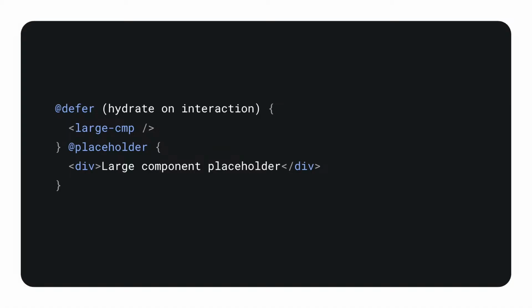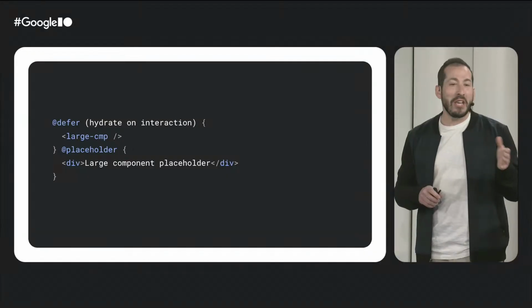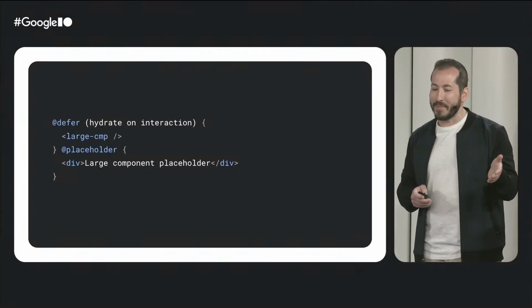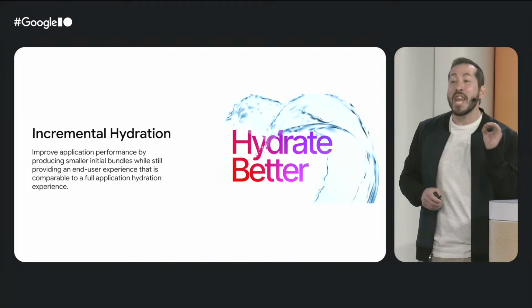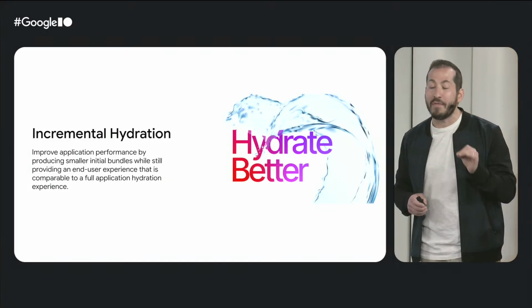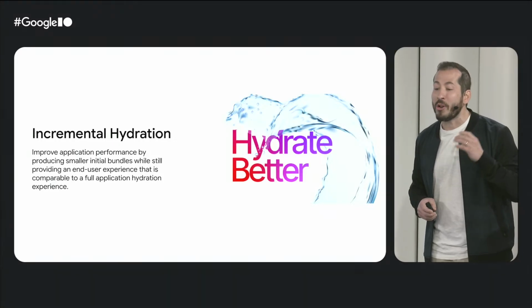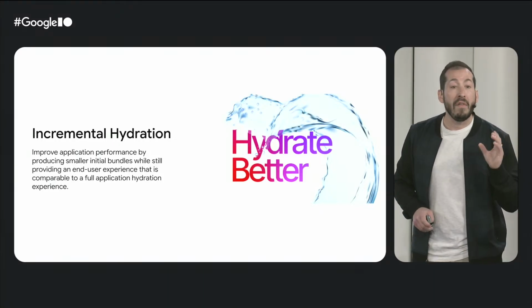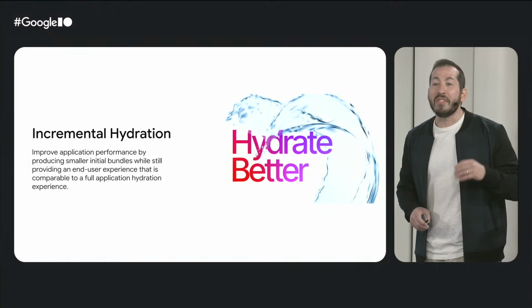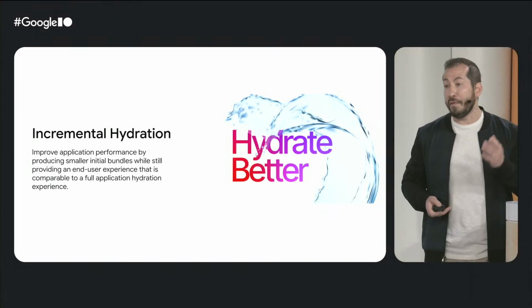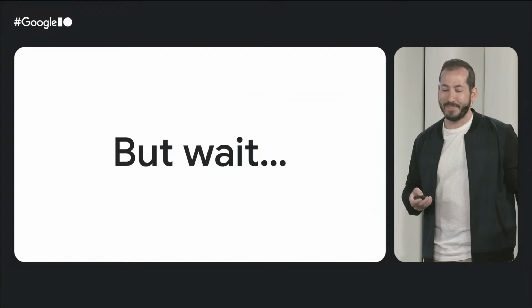In Angular, we handle this using defer blocks with hydrate triggers. As shown in this example, our large component isn't hydrated until after a user interacts with it, and we can use a placeholder until that time comes. This is yet another opportunity for Angular developers to improve application performance by producing smaller initial bundles while still providing end users with an experience comparable to full application hydration.